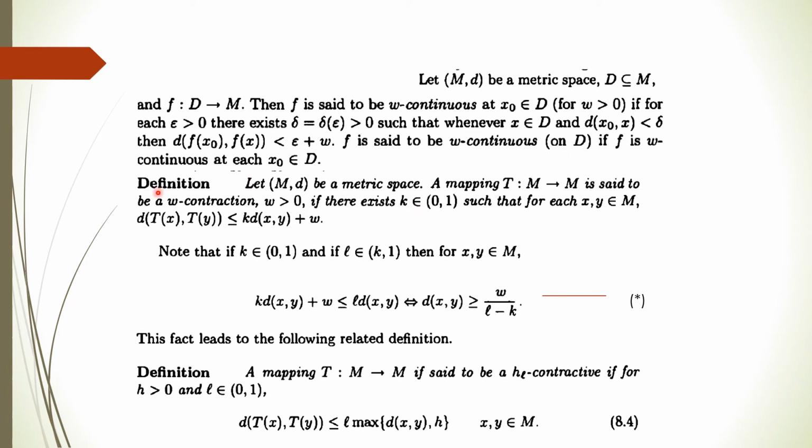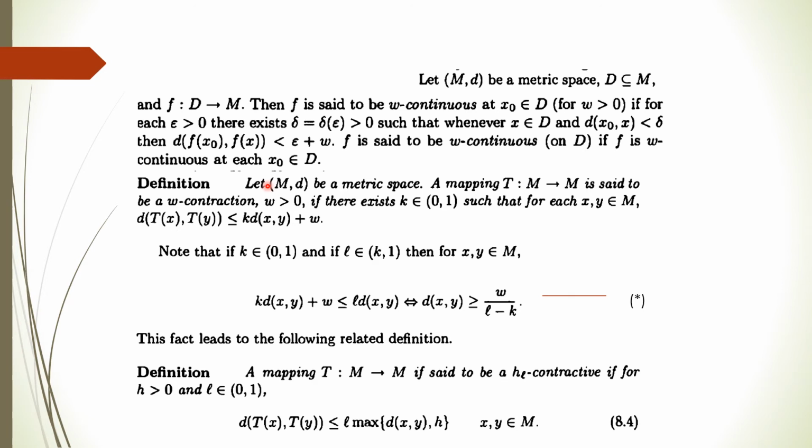Now W contraction means there exists k belonging to (0,1) such that the distance of Tx, Ty is less than or equal to k times distance of x, y plus w, where w is strictly greater than 0. Then this mapping T going from a metric space to a metric space is said to be a W contraction.